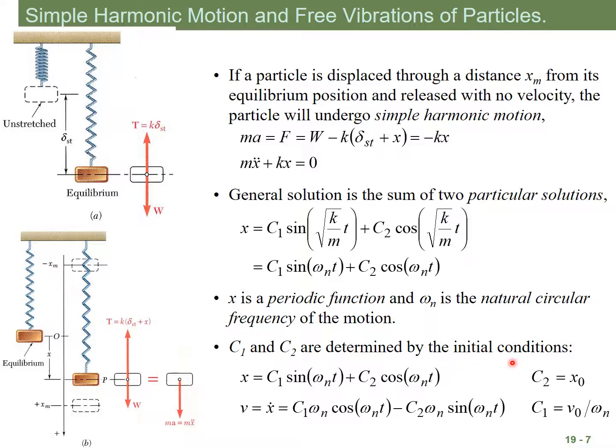So initial conditions, time equals 0. Sine of 0 is 0, so we're left with cosine of 0 is 1. So C2 is equal to just our initial stretch of how far down we've pulled it from that equilibrium position. And over here, sine of 0 goes to 0, and we have cosine of 0 is 1. And our C1 is going to be related to our initial velocity that we let it go with.